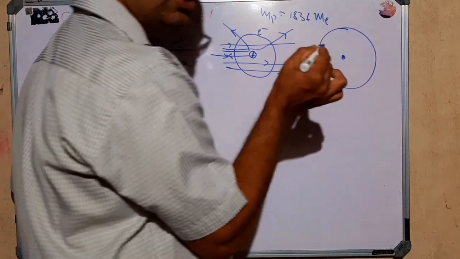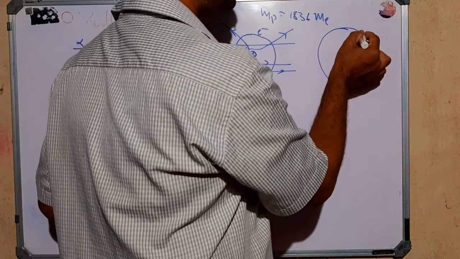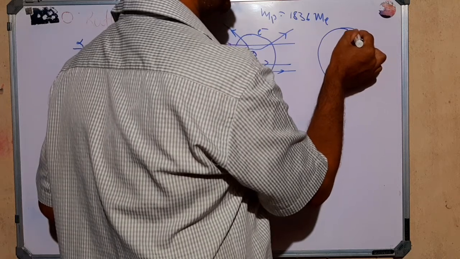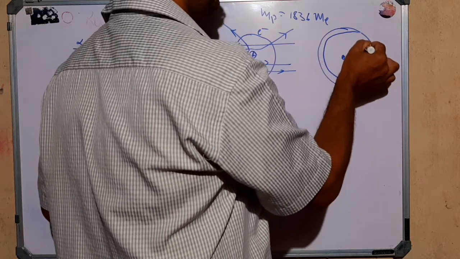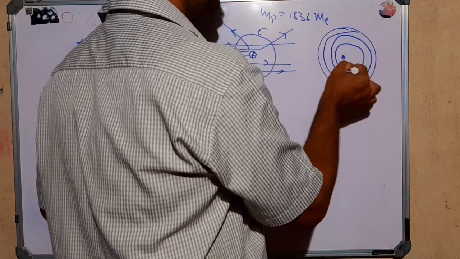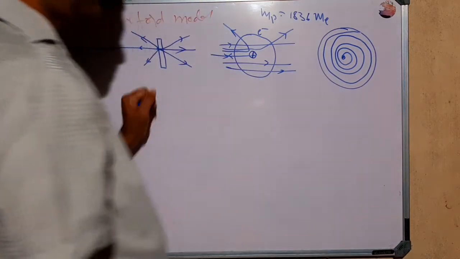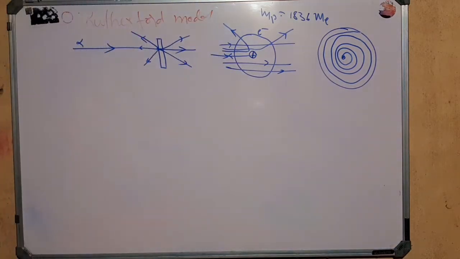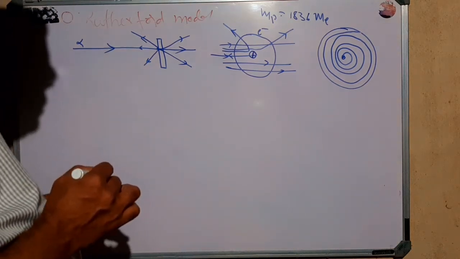Because of that, the electron loses its energy, and because of less energy, it starts to revolve in a smaller orbit. In the same way, as time passes, it will move in smaller and smaller orbits and finally fall into the nucleus. That means the stability of the atom could not be explained using this Rutherford model.